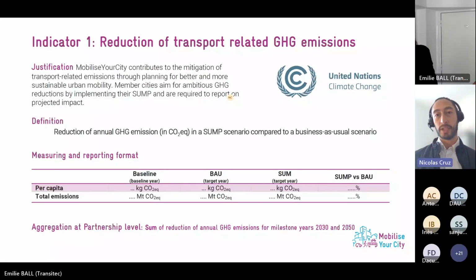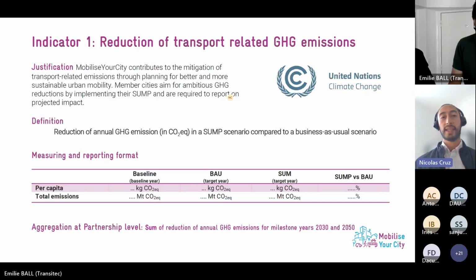And this is important, as I was mentioning before, because sustainable urban mobility plans, for Mobilize Your City, are a tool to pursue these climate objectives that were set by many countries in the Paris Agreement framework. So Mobilize Your City would like to support this ambition through local action, specifically through the preparation of these urban mobility plans. And the indicator that we would like to calculate is this reduction of annual greenhouse gas emissions in terms of CO2 equivalent in a SUMP scenario compared to a business as usual scenario. And I will explain this further in the next slide.